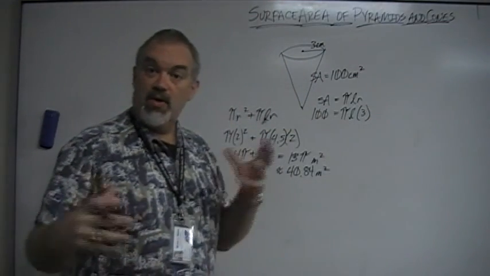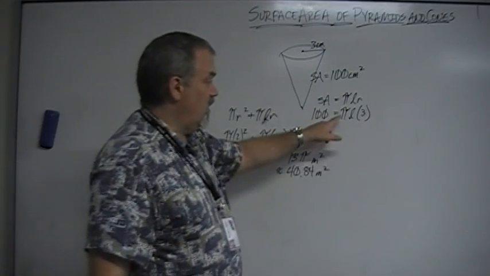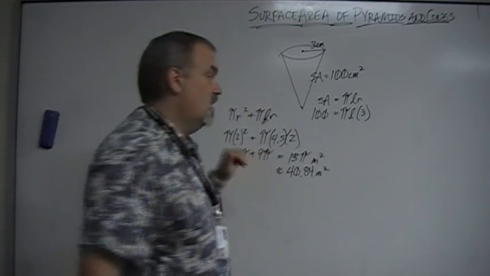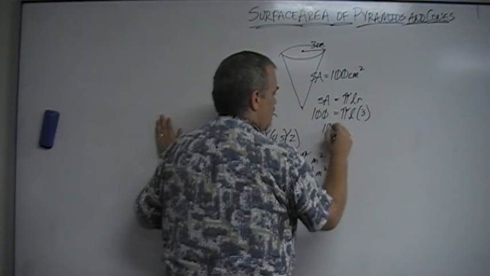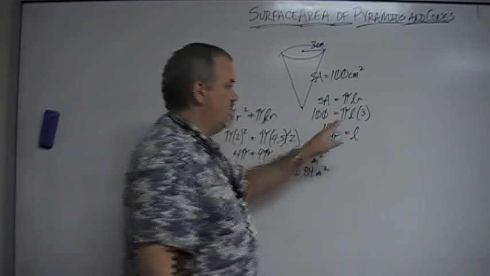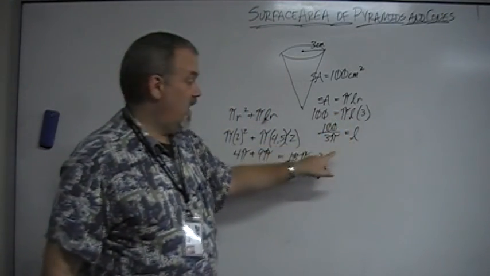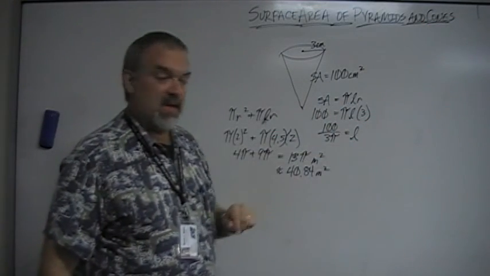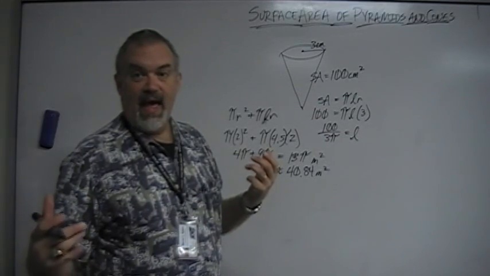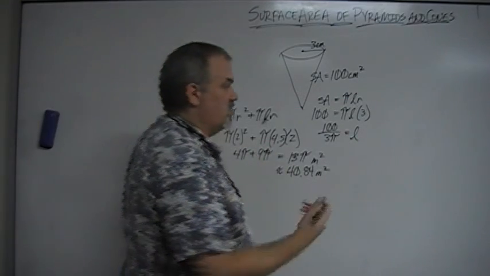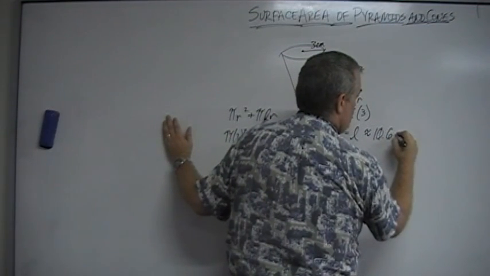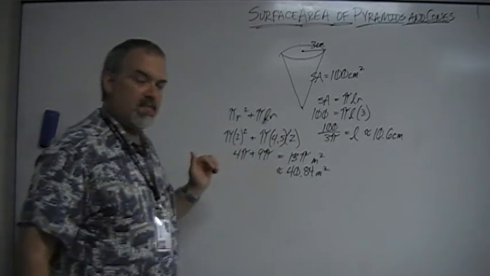Okay? Now we can do a little bit of algebra, which shouldn't be too hard for you. If these are multiplied and I want to move them to the other side, I just divide. So that would mean that 100 over 3 pi is equal to L. I've just divided both sides by 3 pi and canceled it from the other side. And that should be sufficient. If I want an estimate to 1 decimal place, you could put this in your calculator and you'd find that it was roughly equal to 10.6 centimeters.